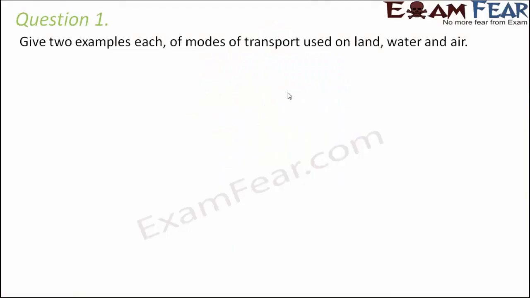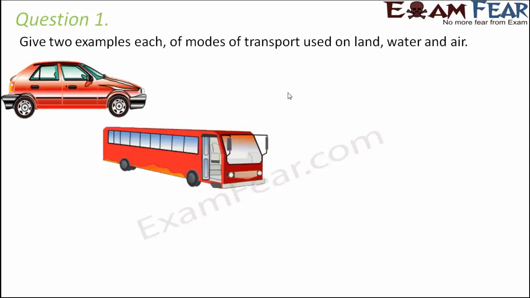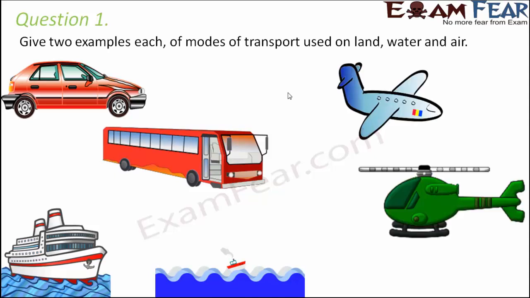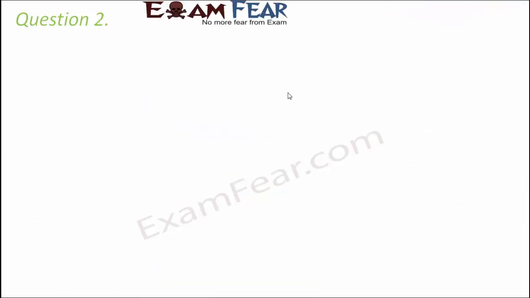Question number 1. Give 2 examples each of modes of transport used on land, water and air. So when you talk about transport on land, it could be anything like a car, bus, bicycle, bike, scooter, scooty. They are all means of transport on land. When you talk about water, it could be boat, ship. They are all used on water. You talk about air, it could be aeroplane, helicopter. They are used to cover distance in air.